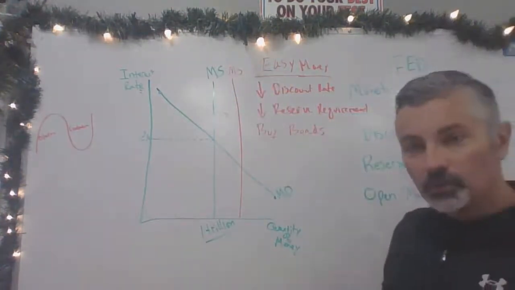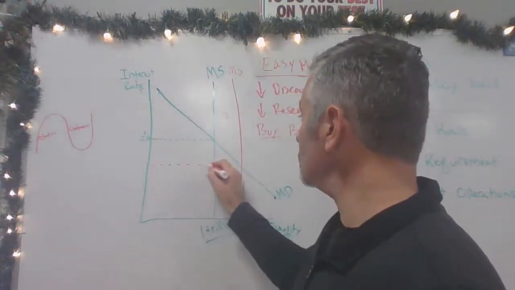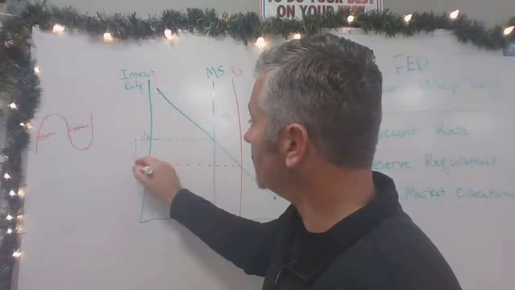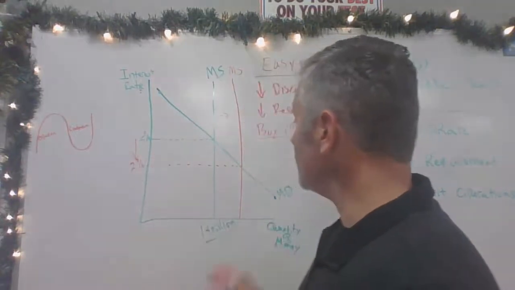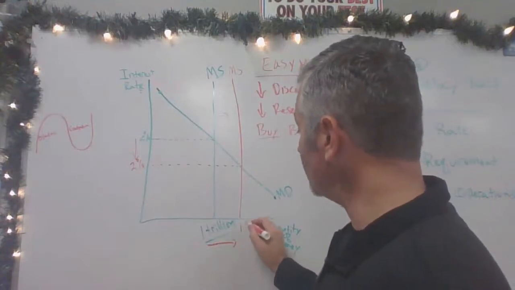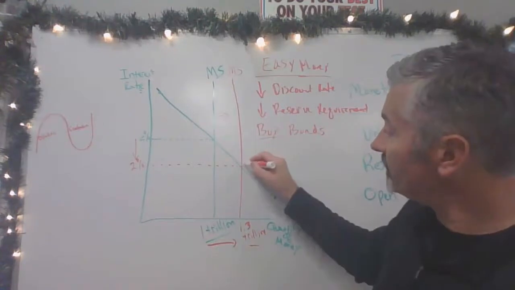And then what happens to the equilibrium interest rate? It decreases, right? So this is our new equilibrium. So let's say we have a decrease here. Let's say that's like 2%, right? And then what's happened to the money supply, right? That is increased. Let's say now it's like 1.3 trillion. Right? And what does this have the effect of?